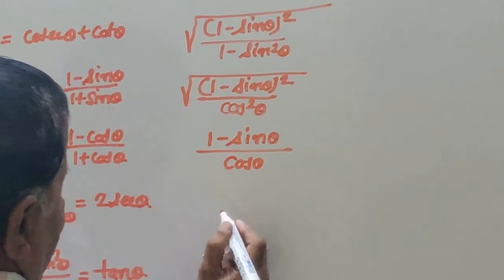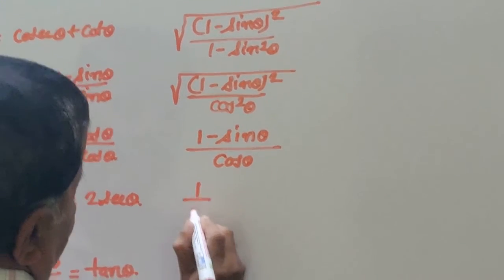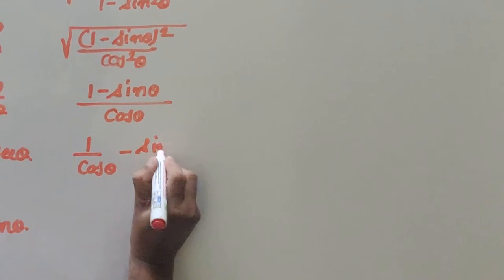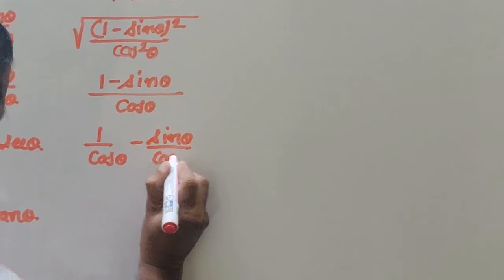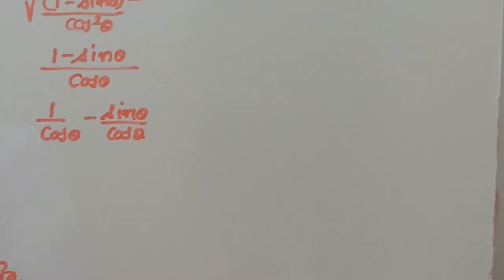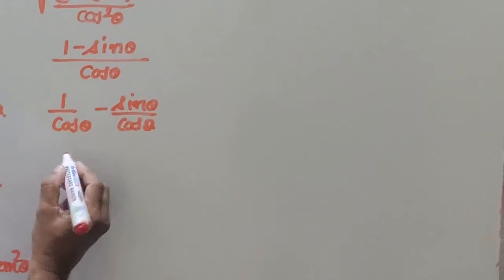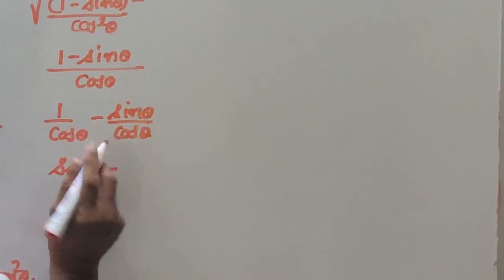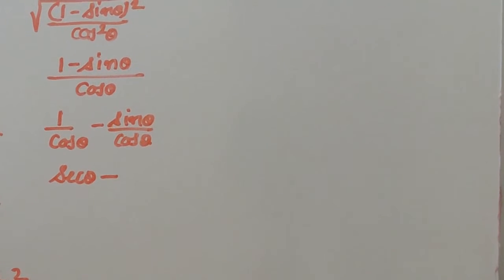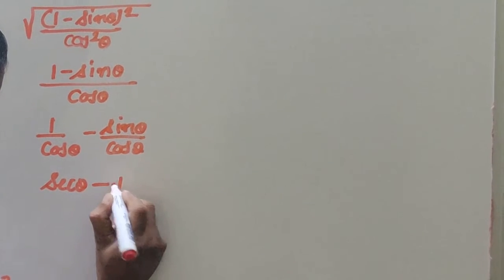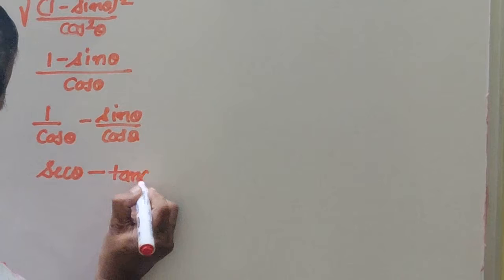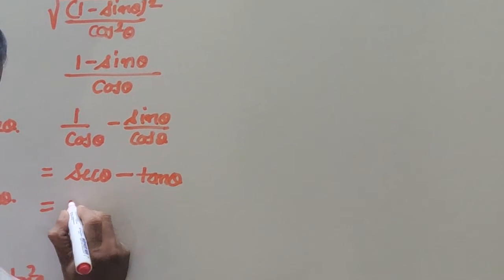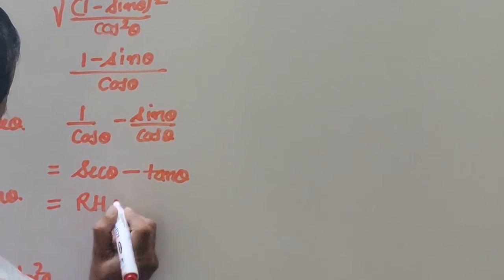Now I am separating the denominator, so I can write 1 upon cos theta minus sin theta upon cos theta. What is 1 upon cos theta? It is sec theta, and sin theta upon cos theta is tan theta. You must know the conversions. You concentrate on the formulas which are given in the first exercise. This is equal to RHS.